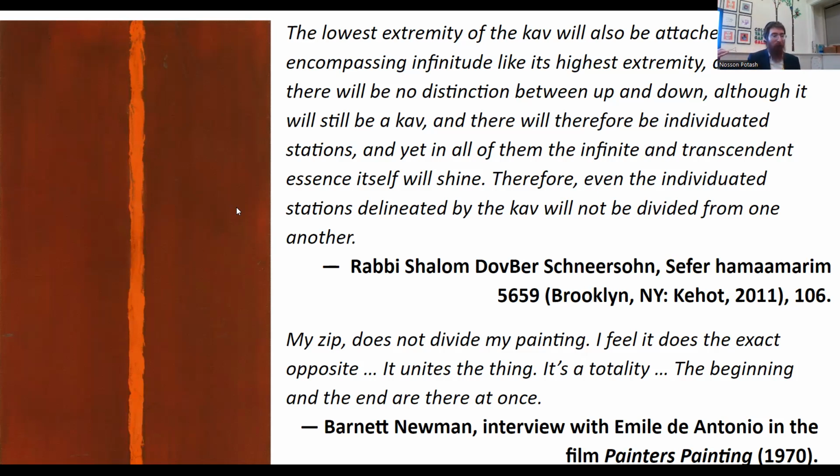And this is exactly what Newman says about this new painting that he discovered by accident, because he stepped back and the painting was finished. He calls this line "my zip." That's the word that he used. He invented this word.